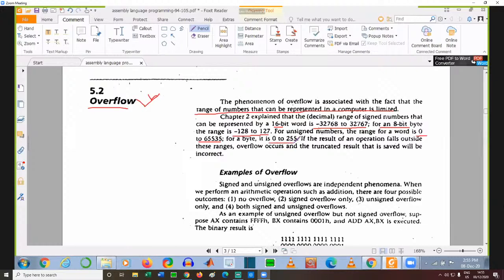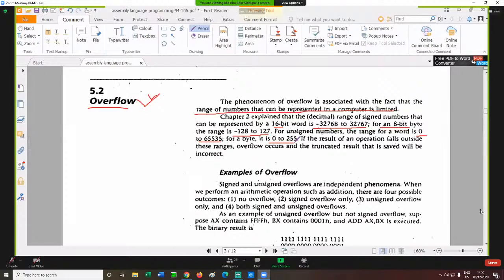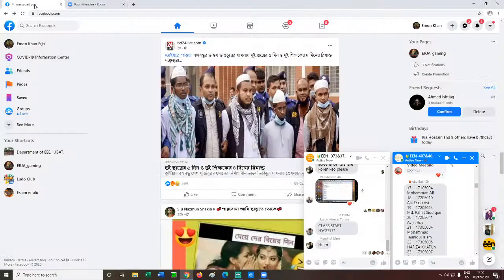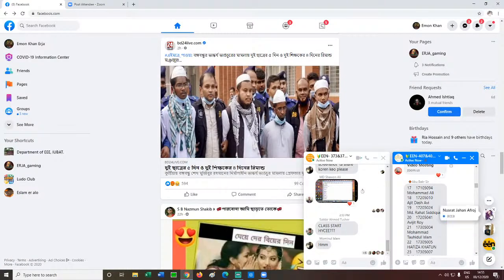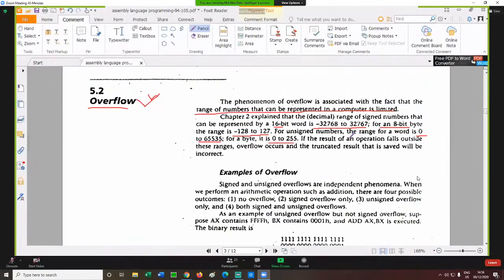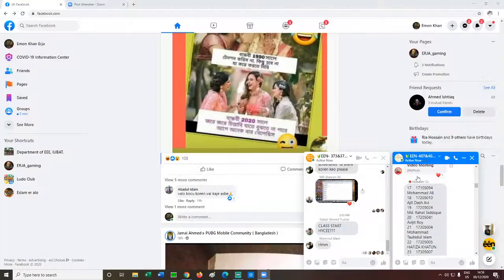Okay, and remember that does not affect the overflow flag, the range of unsigned number. The range of unsigned number affects the carry flag, and the range of signed number affects the overflow OF flag. Okay, then it said that if the result of an operation falls outside this range, overflow occurs, and the truncated result that is saved will be incorrect. So if you get a result outside this range, then overflow will occur, and the truncated results.